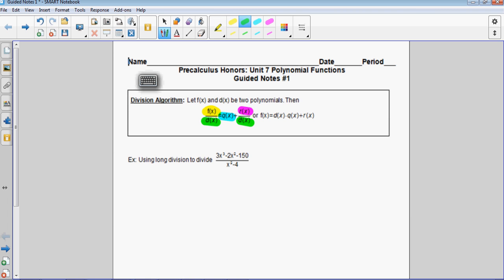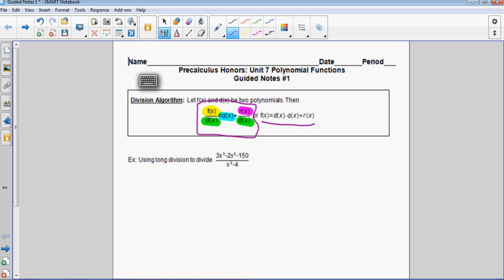Okay, so now let's just put a box around that. If you were to multiply both sides of that equation by d of x, then you would get this equivalent equation here, f of x equals d of x times q of x plus r of x. So now let's do some long division.